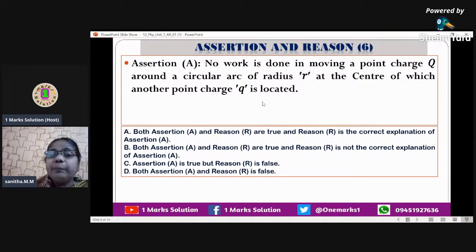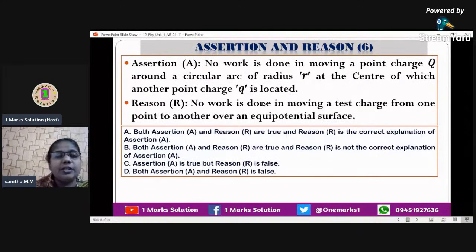Assertion: No work is done in moving a point charge Q around a circular arc of radius R, at the center of which another point charge Q is located. A charge Q is located at the center, and we move around a circular arc of radius R. So anyway, it is an equipotential surface only. Is any work needed there? No work is needed. The radius R, the distance, will be the same. So they are at equal potential. So no work is done. That is the assertion. Now we can go for the reason.